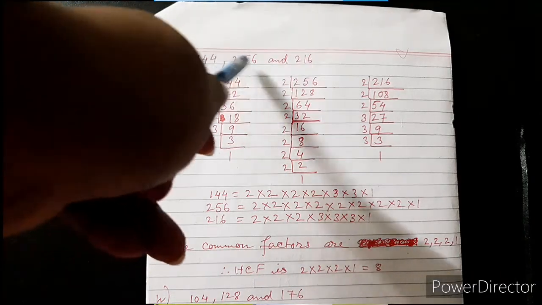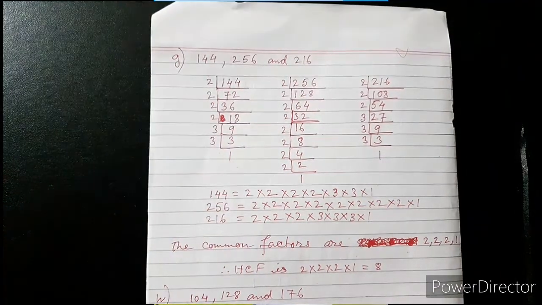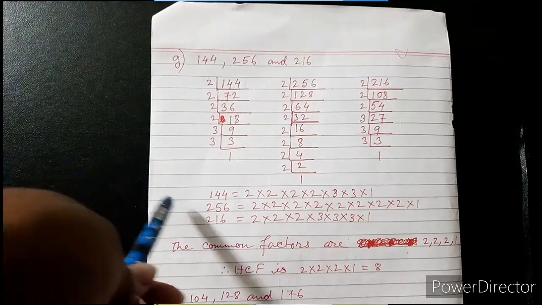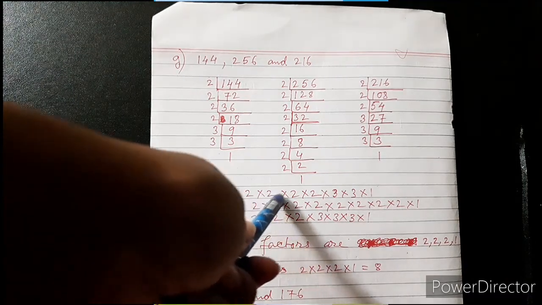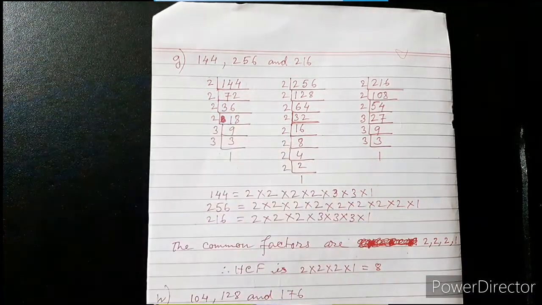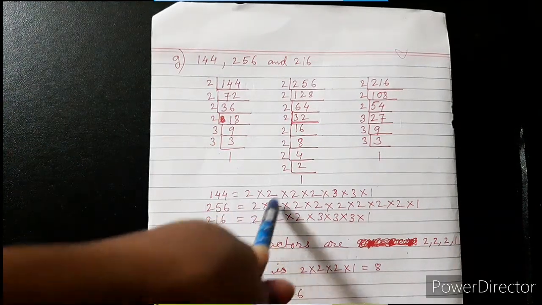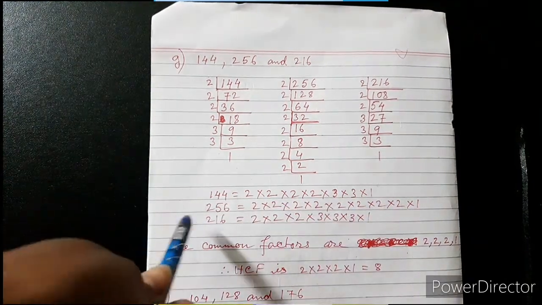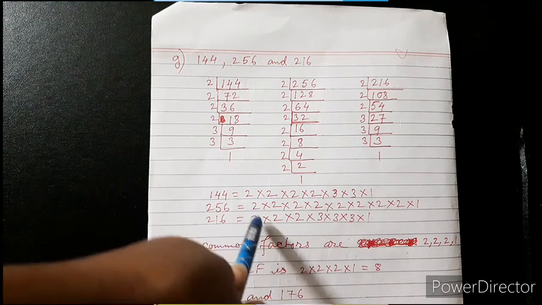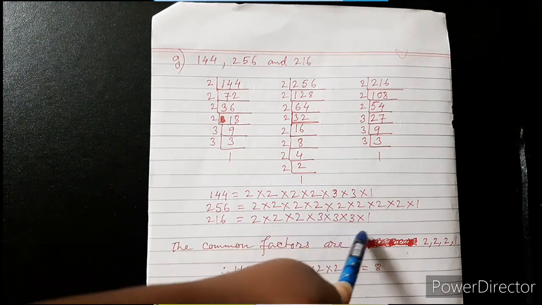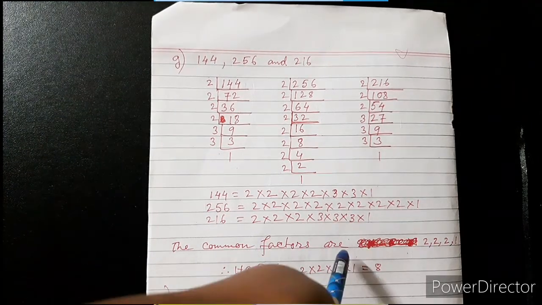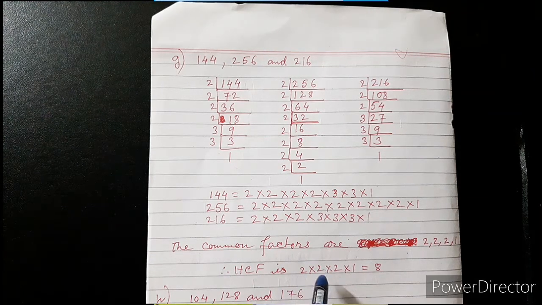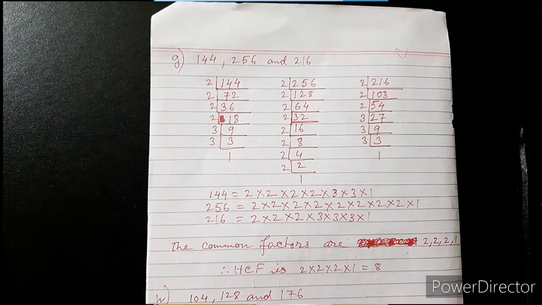HCF of 144, 256 and 216. First we have to find the factors by prime factor method. So the factors of 144 are 2 into 2 into 2 into 2 into 3 into 3 into 1. Factors of 256 are 2 into 2 into 2 into 2 into 2 into 2 into 2 into 2 into 1. And factors of 216 are 2 into 2 into 2 into 3 into 3 into 3 into 1. So the common factors are 2, 2, 2, 1. Therefore, the HCF is 2 into 2 into 2 into 1 equal to 8.